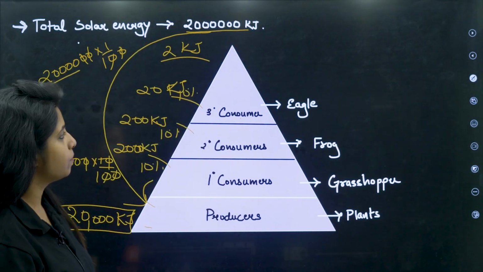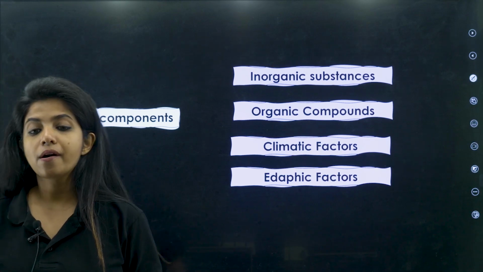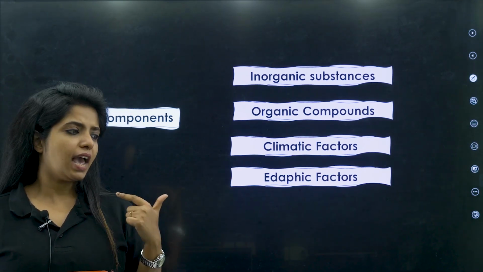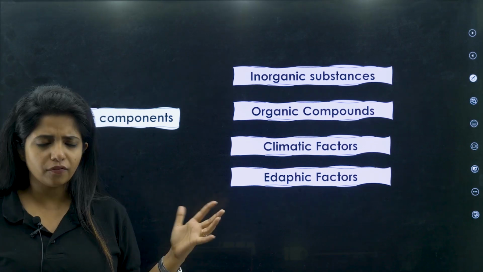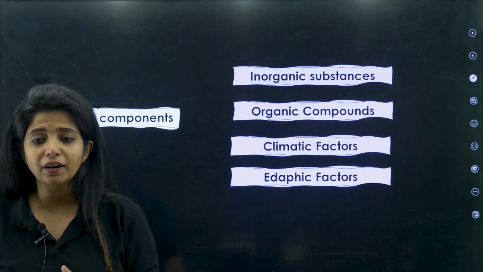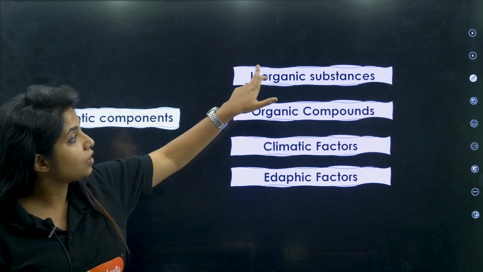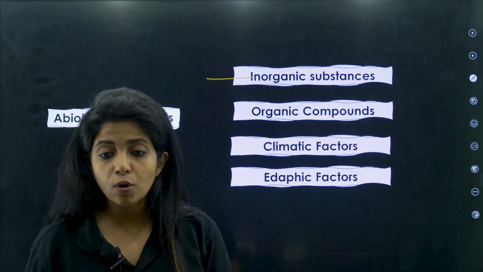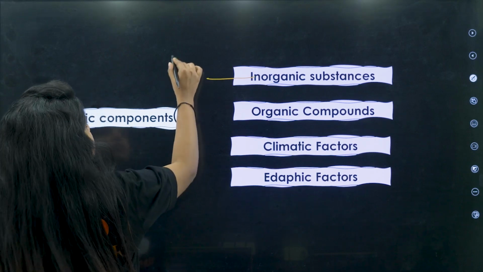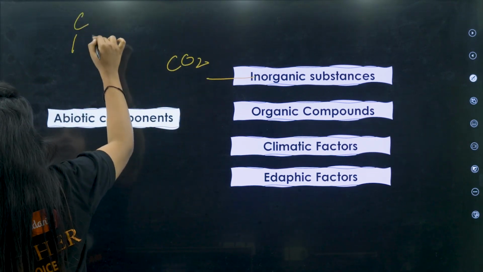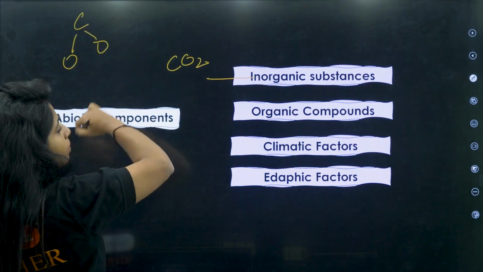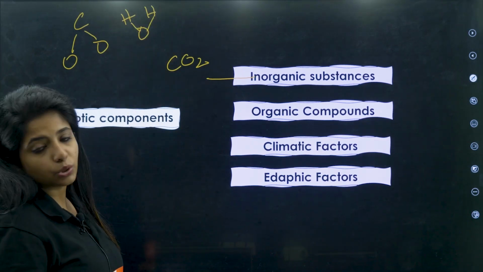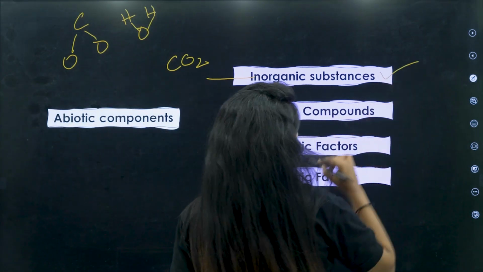Okay, fine. Now, we spoke about the biotic components, the producers, decomposers and consumers, and the trophic levels. Now, what about abiotic components? What are the abiotic components? Inorganic substances. What do you mean by that? Something that does not have C-C bonds or C-H bonds. For example, CO2 has C and 2 oxygen, and it does not have a carbon-carbon bond. H2O does not have a carbon-carbon bond either. So, these are inorganic substances.